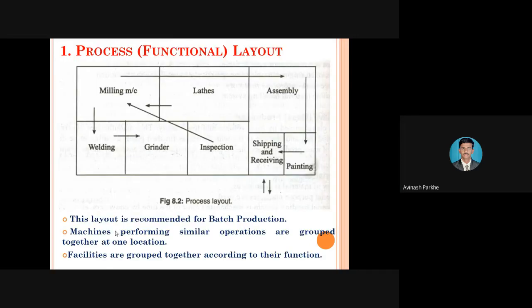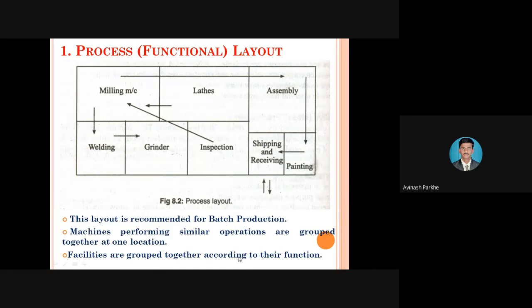So the first layout is called a process layout, which is also called a functional layout. Please keep in mind, these words are very important. The functional layout is also called a process type of layout. The figure is represented for this particular process layout. You can see. So what is that particular layout? This layout is recommended for batch production.